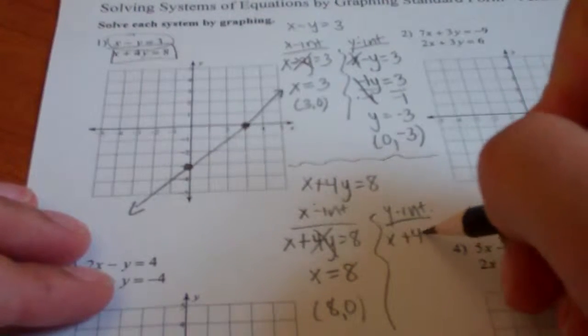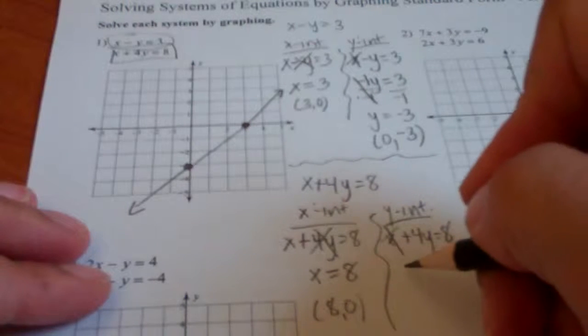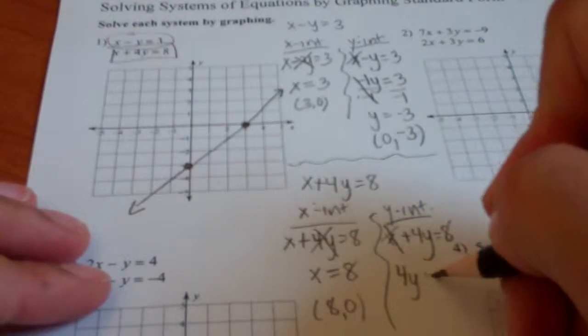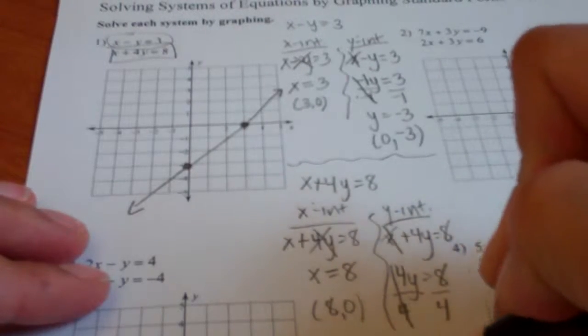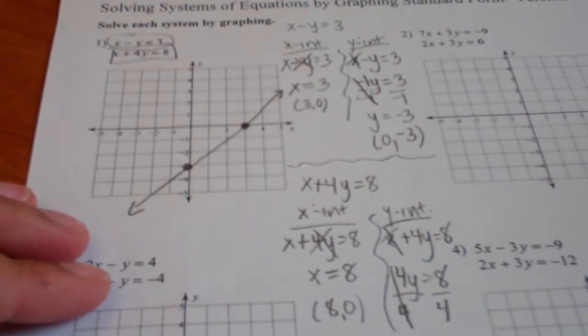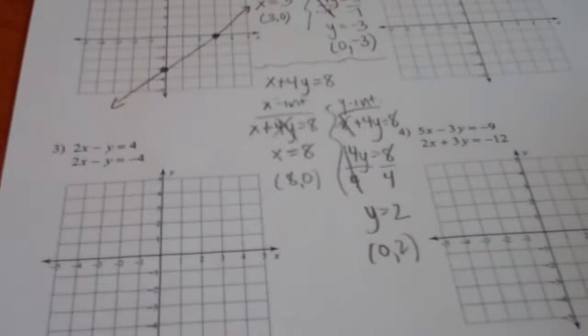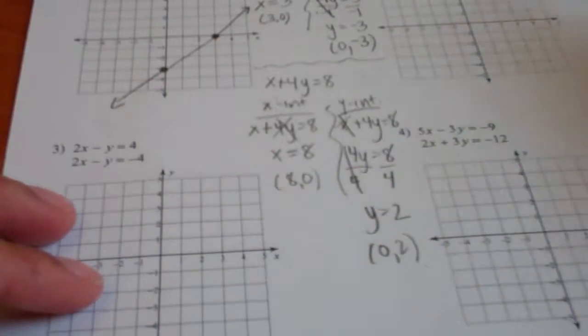Underneath my y-int, I have x plus 4y equals 8. Cross out my x because I want my y. So I have 4y equals 8. Divide both sides by 4 to solve for y. y equals 2. So the graph intersects at (0, 2). Let's go back and graph those 2 points. We're going to graph (8, 0) and (0, 2).